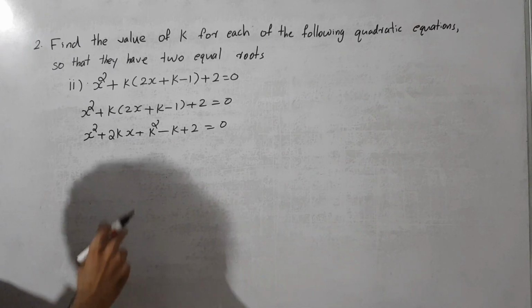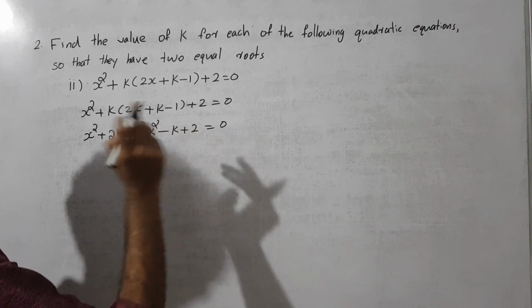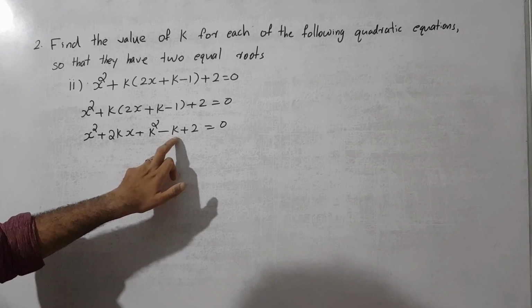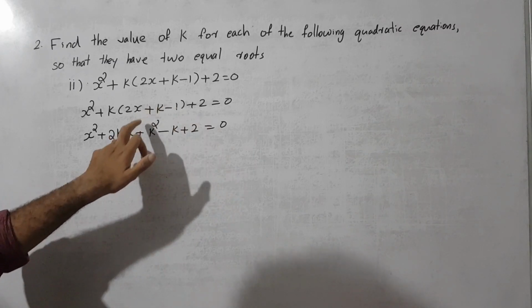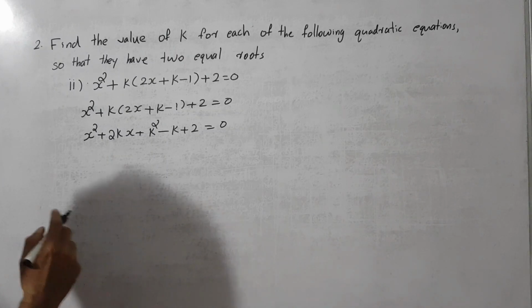Then what is the value of c? c is k square minus k plus 2. Okay, what is c here? c is k square minus k plus 2. These three terms together we call c. Okay, then how do we start?